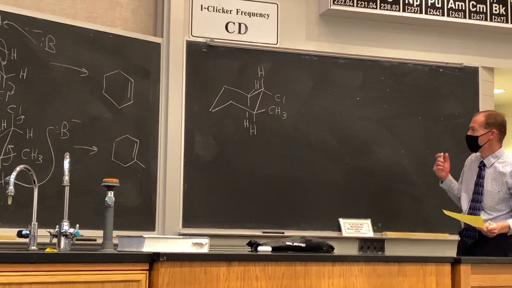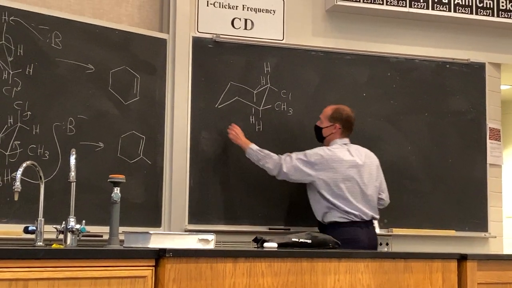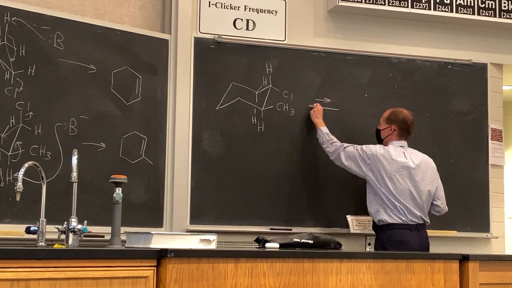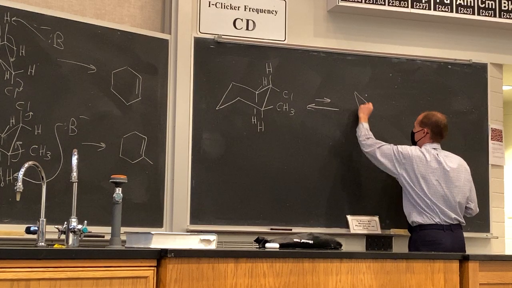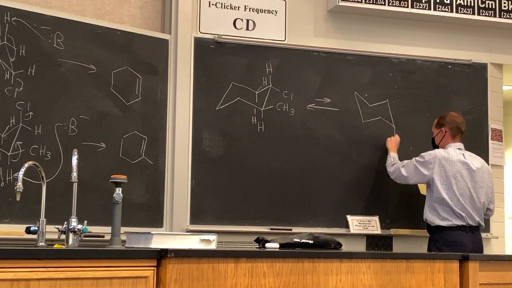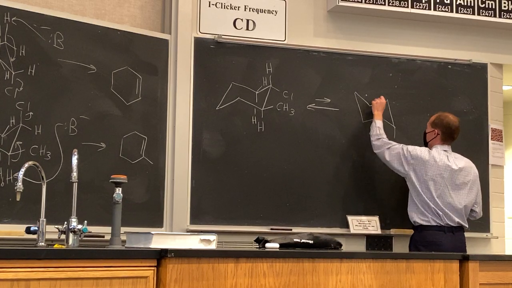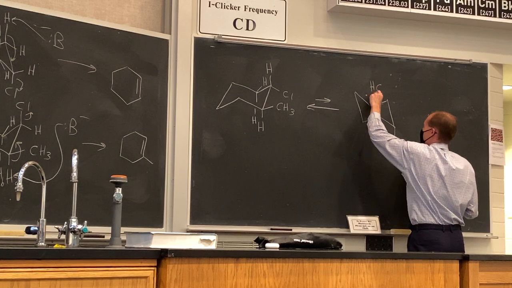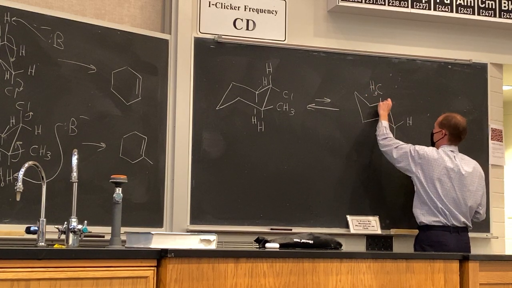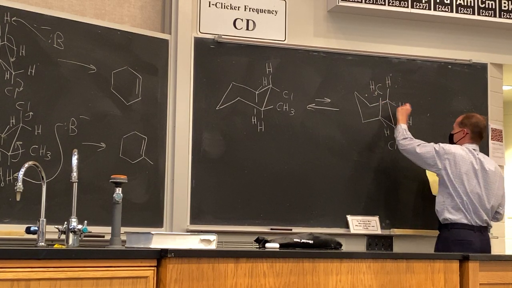So this chair has our leaving group equatorial, so we know that that's not the one that we can perform the E2 reaction from. So we have to do the ring flip, putting our chlorine down an axial. Methyl group is going up an axial, and we draw in our beta hydrogens.